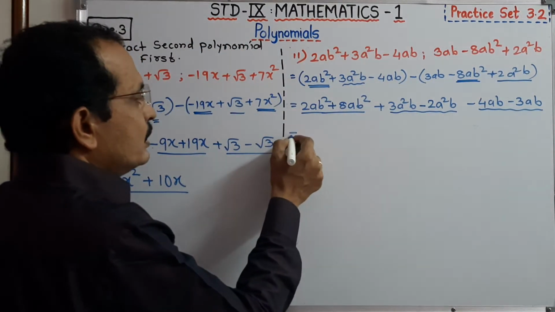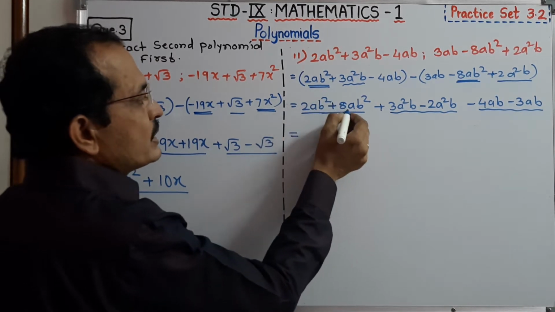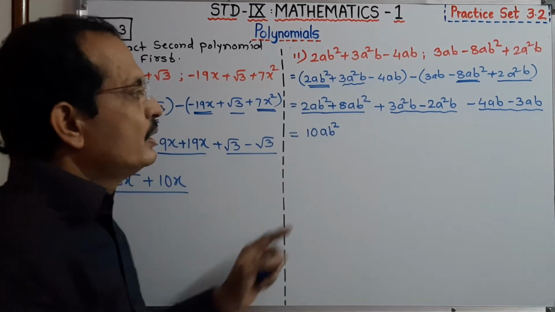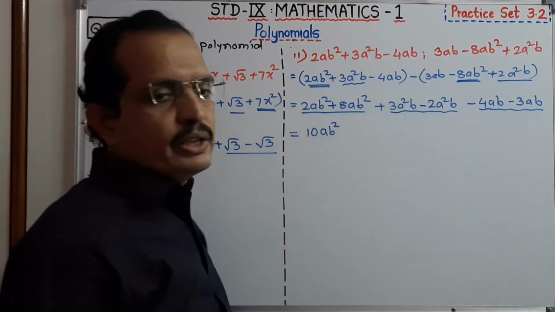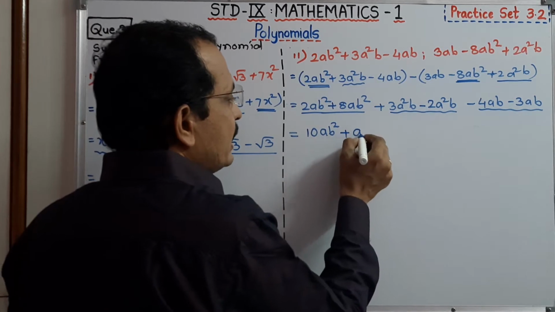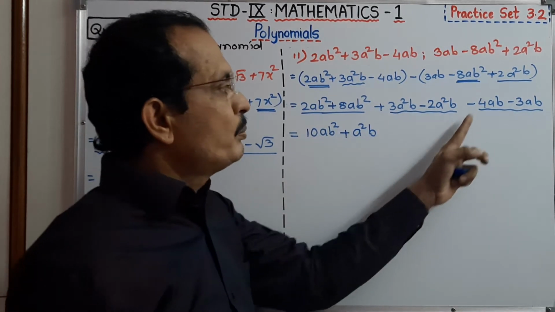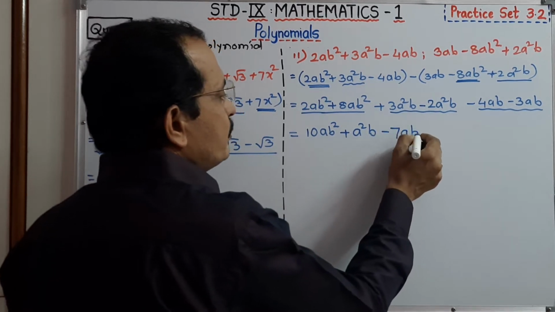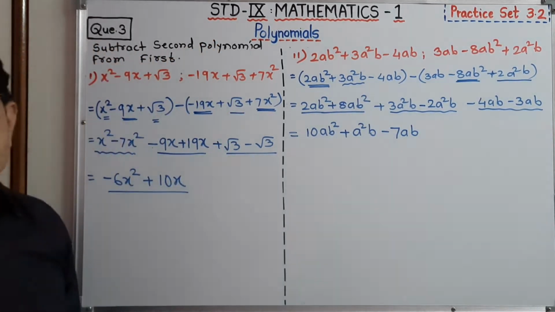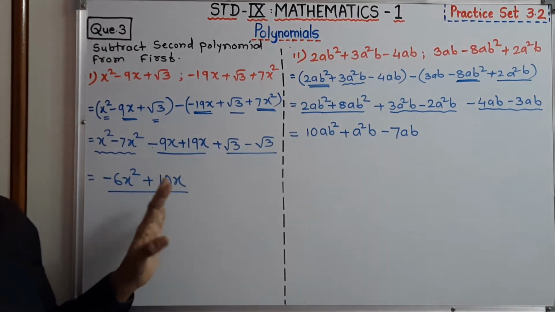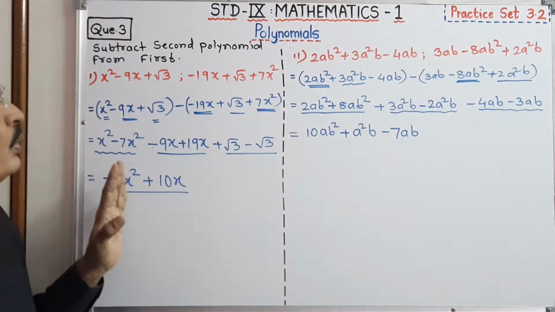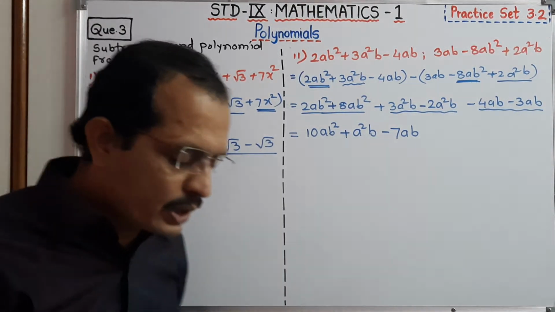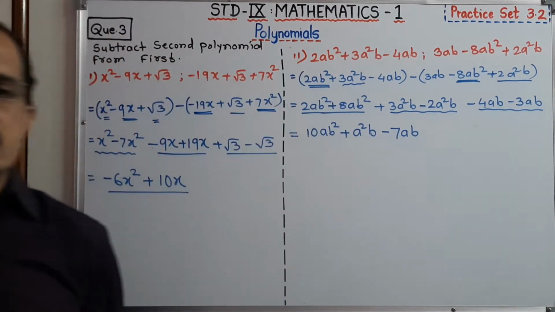Now see here, 2ab square plus 8ab square, it is 10ab square. 3a square b minus 2a square b, it is only a square b. And minus 4ab minus 3ab, it is minus 7ab. Now very simple, this is the subtraction. Now write down all this sum in your notebook. We have to start with the next sum, that is multiplication.